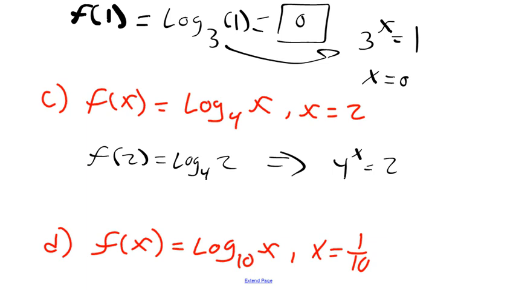Now, if you think about this, we know 4 to the power of 0 is 1. 4 to the power of 1 is 4. 4 to the power of 2 is 16. So we're like, oh no, I guess we can't. What do we say? It's undefined? No. Look, we can still do this.